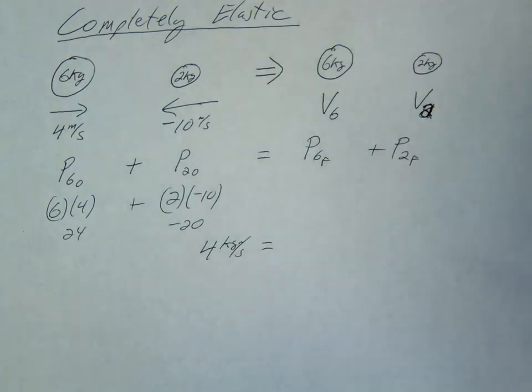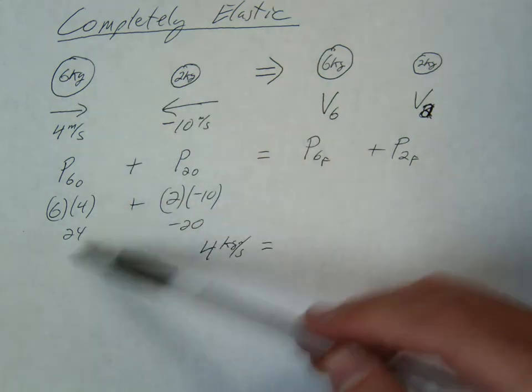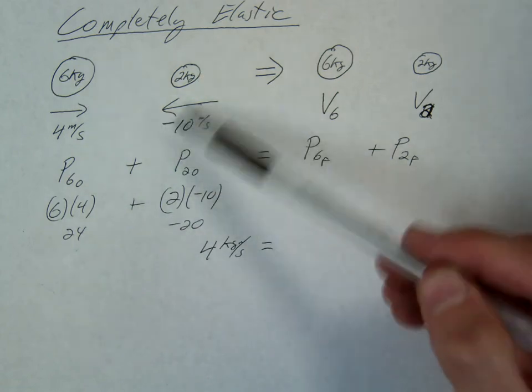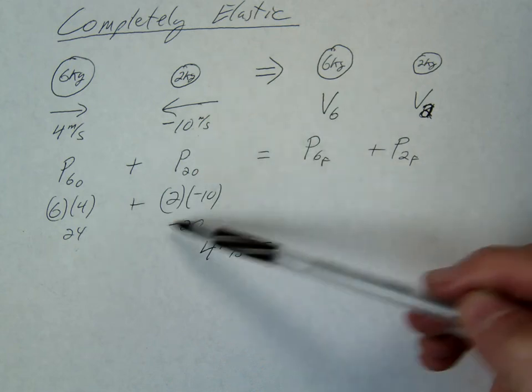Okay, so we're just using conservation of momentum, right? So we got our initial here, 6, 4. That is an initial of 24 to the right. This one is 2, negative 10. Don't forget the negatives, that's important. 2, negative 10, that's going to have an initial momentum of negative 10.